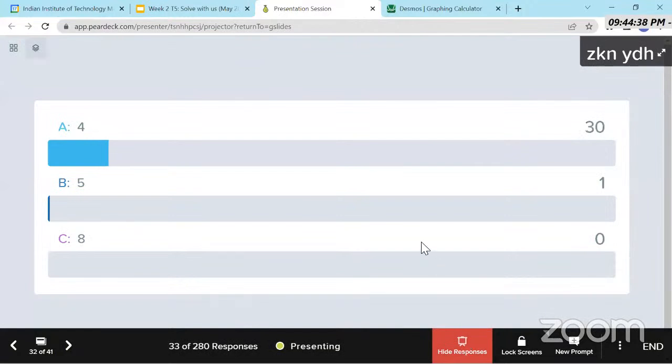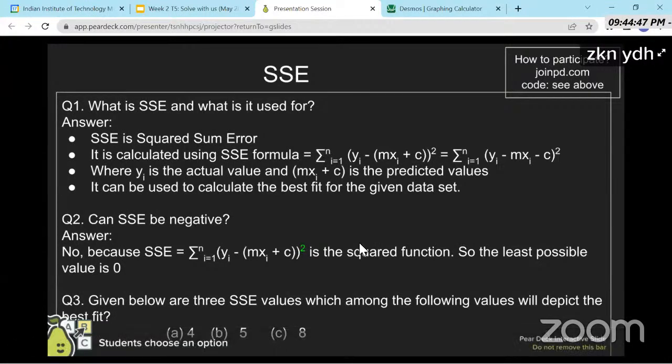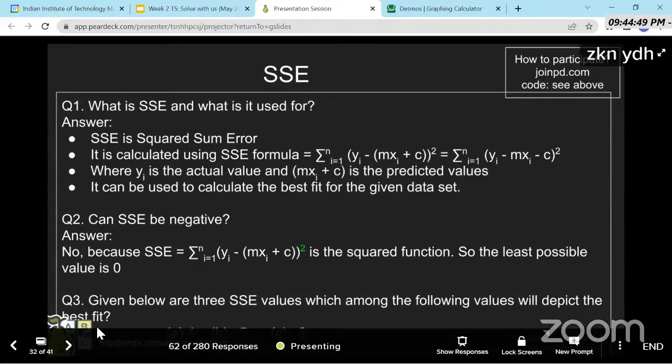You can choose the one which gives the least value. Exactly. So among the SSE values, whichever gives you the least value indicates that model is the best. Okay. I know some of you might be wondering, what is this model I'm talking about? What are these predicted values? What is this actual value?